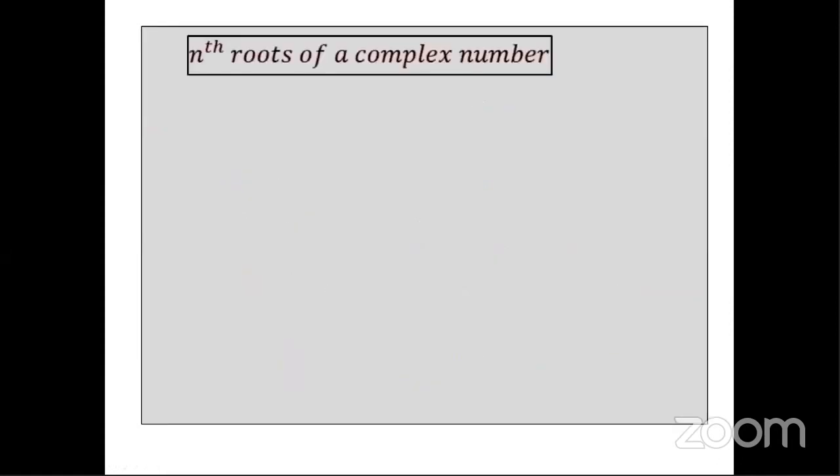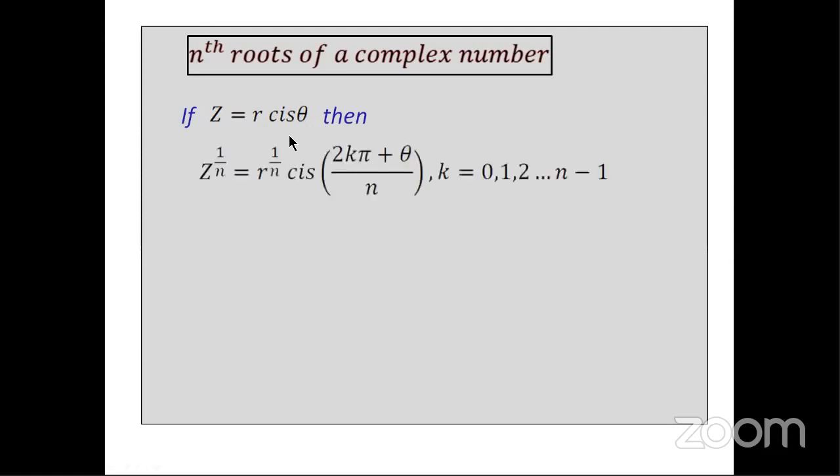Now, we'll look into nth roots of a complex number. What is this nth roots of a complex number? If you have z is equal to r cis theta, that means a complex number in the form of modulus and amplitude, then you can always write this as z power 1 by n is equal to r power 1 by n into cis((2k pi plus theta) by n), where k is equal to 0, 1, 2, 3 and so on till n minus 1.